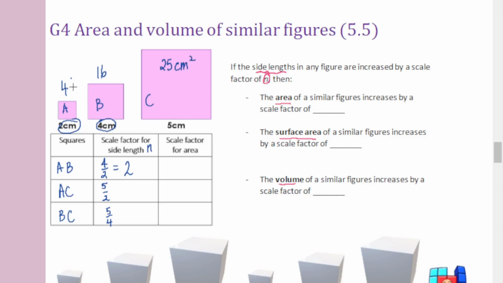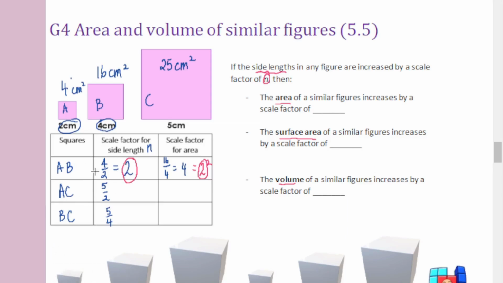So looking at the areas, we're going to try to find if there's a pattern with the scale factor. So the area A and B, when we compare them, 16 and 4. 16 over 4 is 4. We can see that there's a pattern here. 4 is the same as 2 squared. Let's see if that same pattern, which is the scale factor squared, repeats for the other two.